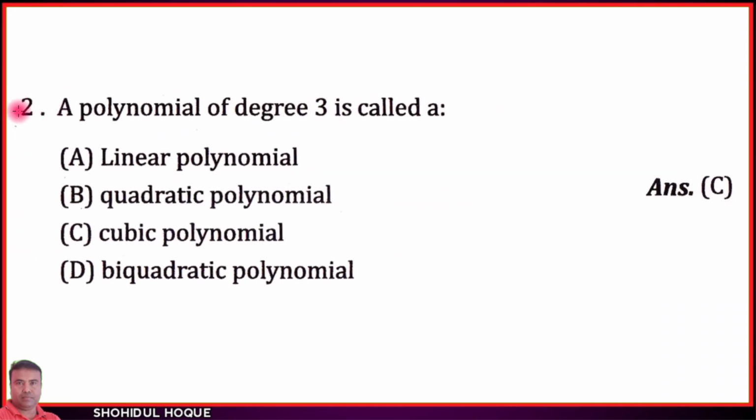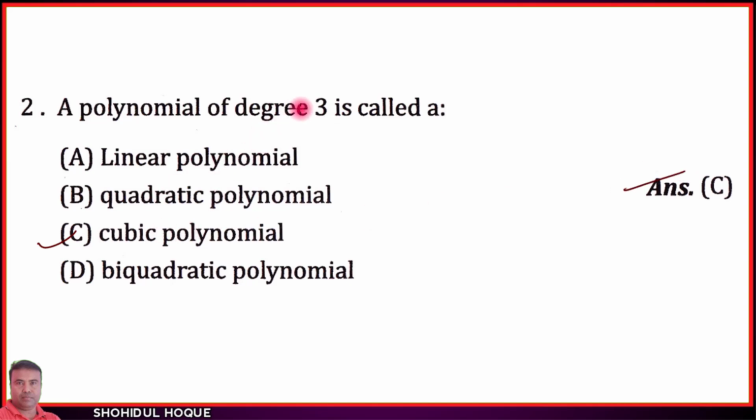Alright. Question number 2. A polynomial of degree 3 is called A. Option A, linear polynomial. Option B, quadratic polynomial. Option C, cubic polynomial. Option D, biquadratic polynomial. Correct option C, cubic polynomial.